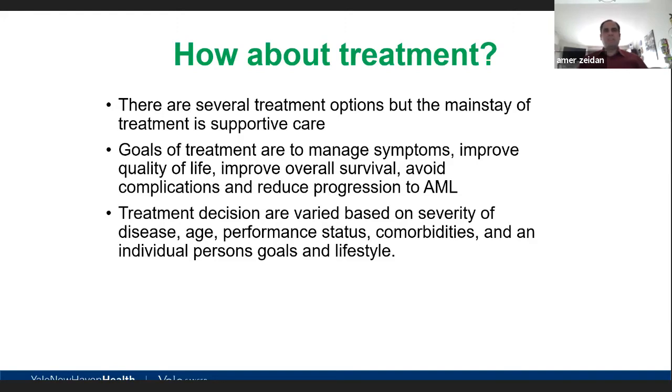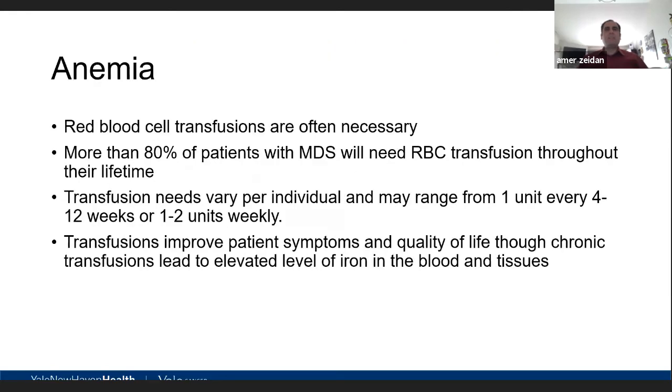and avoid complications such as infections. The treatment is decided based on a number of factors: the risk group that we discussed, the age, the performance status, which is a measure of the functional capacity of the patient, as well as their comorbidities, medical problems that they might have.